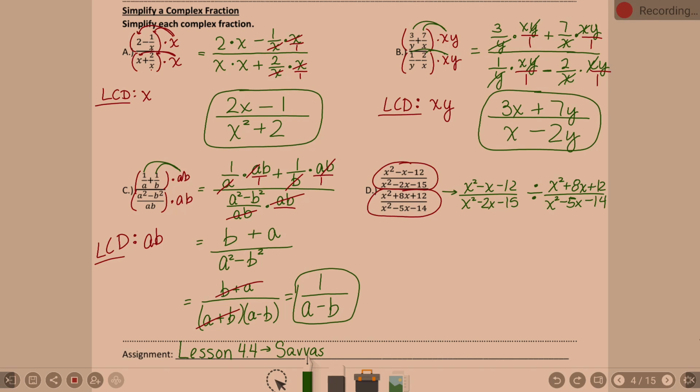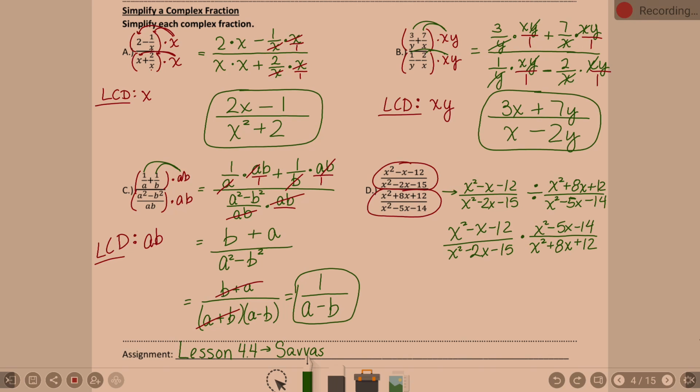And you may save yourself a step and not write it out like this, but fraction divided by fraction. What are we going to do? Yeah, this is a keep, change, flip. So I'm going to keep the first fraction, x squared minus x minus 12 over x squared minus 2x minus 15. We're going to change division to multiplication, and then we're going to flip. So x squared minus 5x minus 14 over x squared plus 8x plus 12.